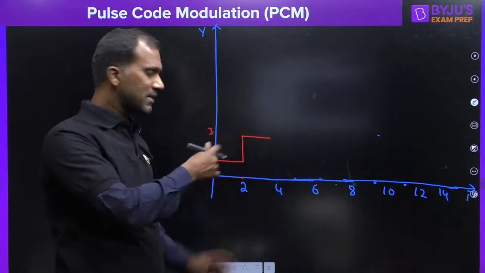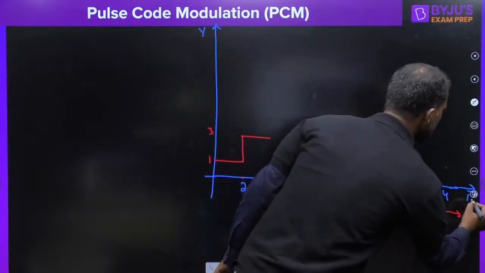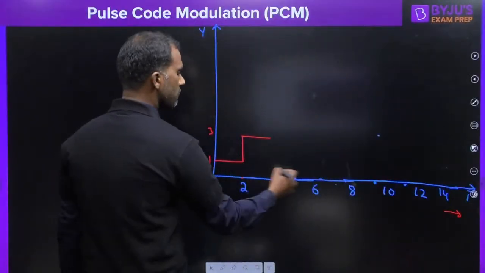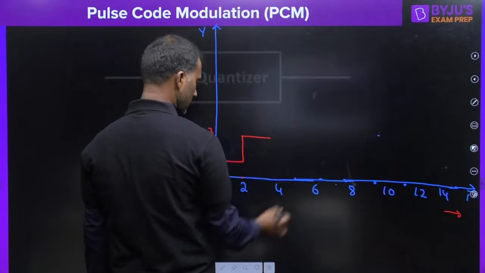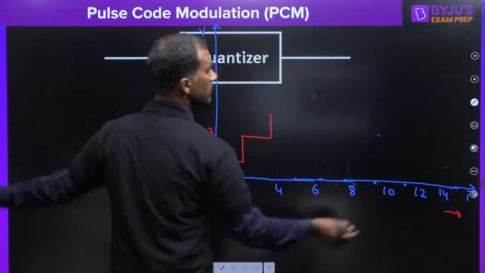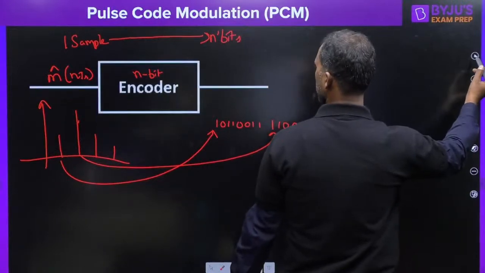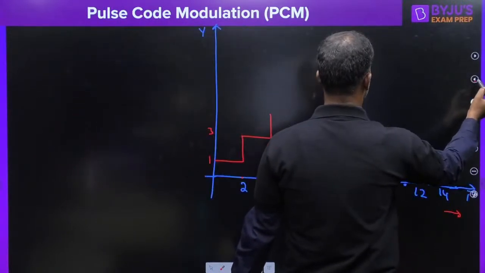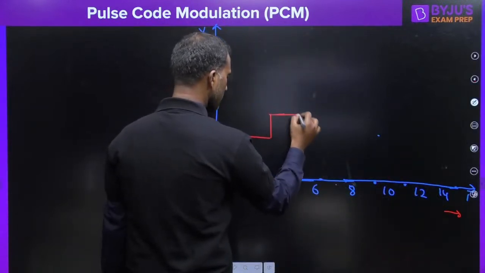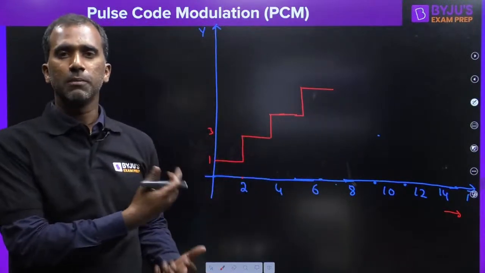Whatever we have plotted in the previous diagram, the same thing I am plotting as input versus output characteristics. Input is X and output is Y. Right. Next, 4 to 6. What is the midpoint? 5 volts. That is the quantization level. Similarly, the midpoint of 6 to 8 is 7. So this is how we draw the characteristics of input versus output.